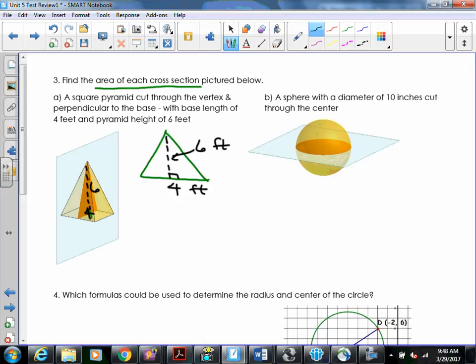So the question is, what is the area of that cross section? So they're really just asking us to find the area for the triangle. So area equals 1/2 base times height. Well, the picture and the problem told us that the base is 4 feet, and then the height for that triangle is 6 feet. So you know 6 times 4 is 24. Half of that is 12. And since it's area, it's in square feet.